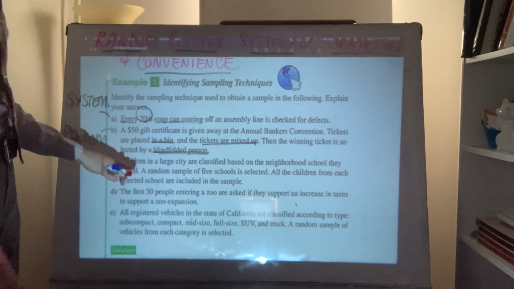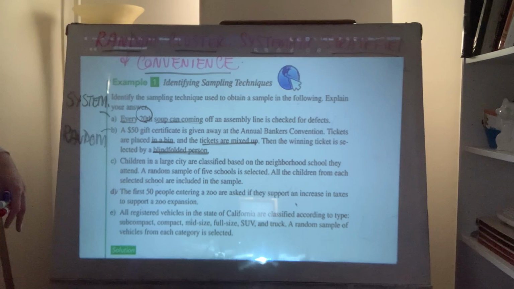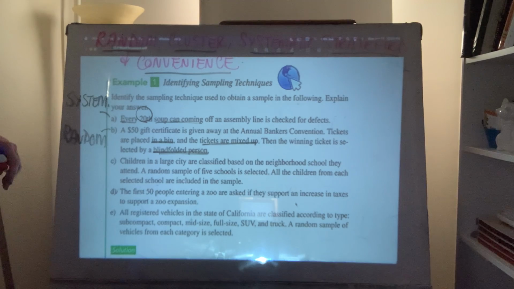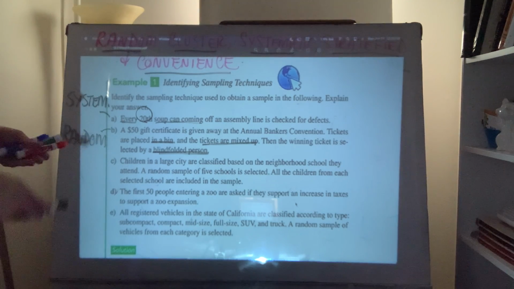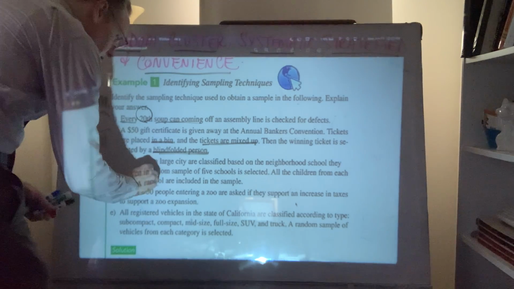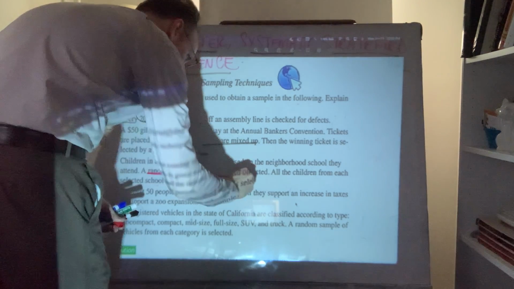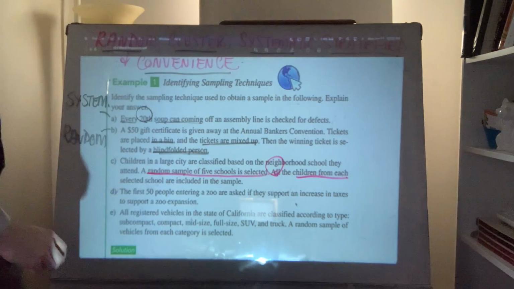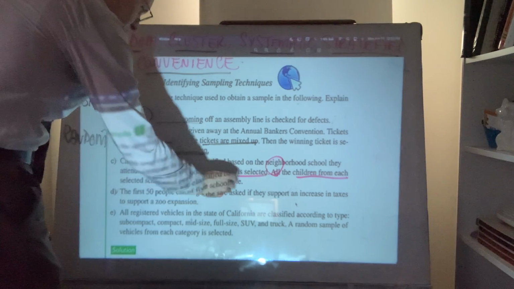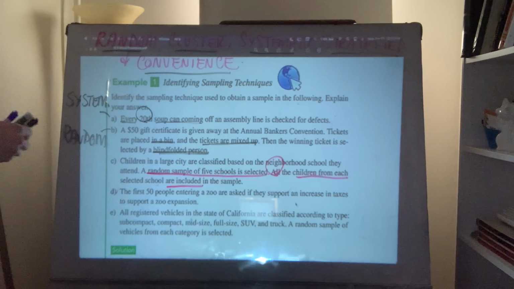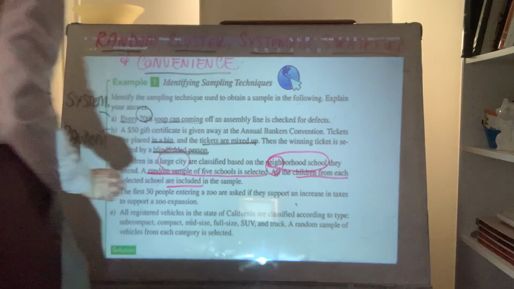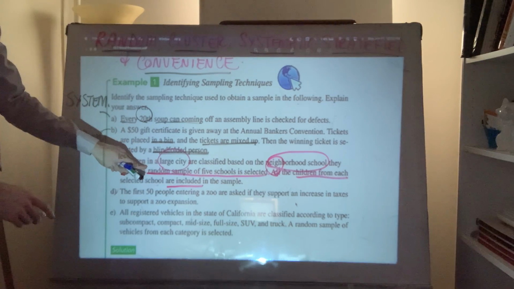C. Children in a large city are classified based upon the neighborhood school they attend. A random sample of 5 schools is selected. All of the children from each school are included in the sample. Now we're talking about a geographical area, a city, and the way that it's chopped up is neighborhood school.